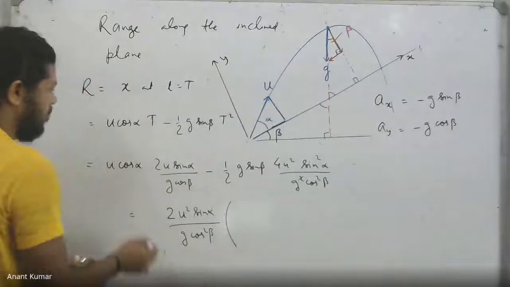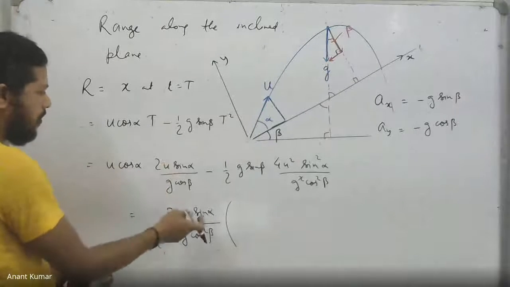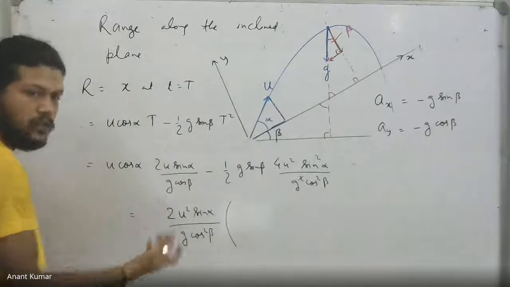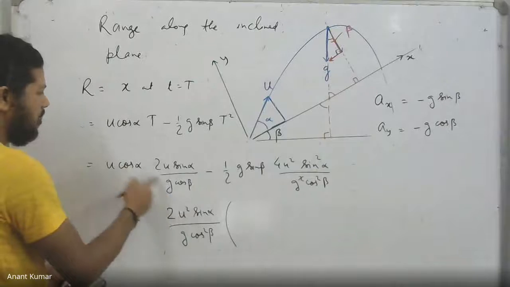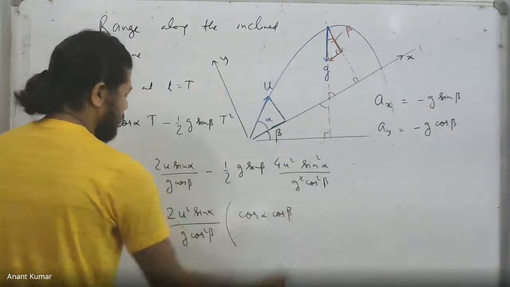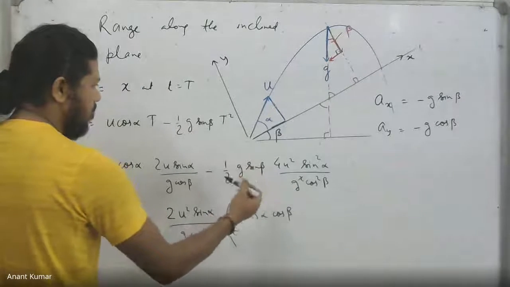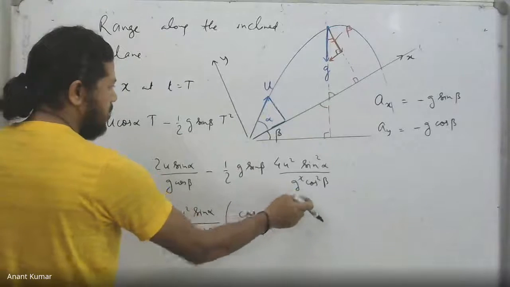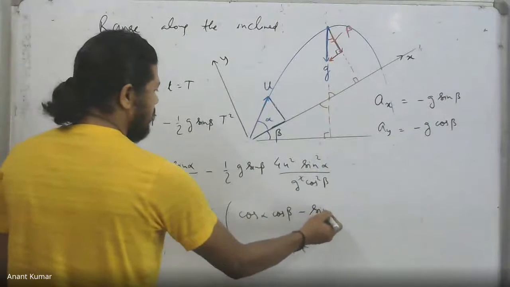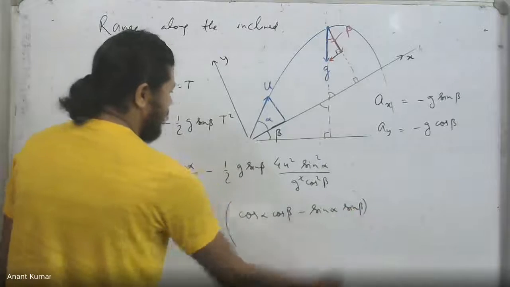What I'm left with is: u square has been pulled out, 2 has been pulled out, sine alpha has been pulled out as well. But there was cos beta, and I wanted cos square beta, so I multiply and divide by cos beta. So I end up getting cos alpha into cos beta. That is the first term. The second term: 2u square is gone, sine alpha is gone, g cos square beta is gone, so what is left is sine beta into sine alpha. So I get minus sine alpha into sine beta. That is what I have got.